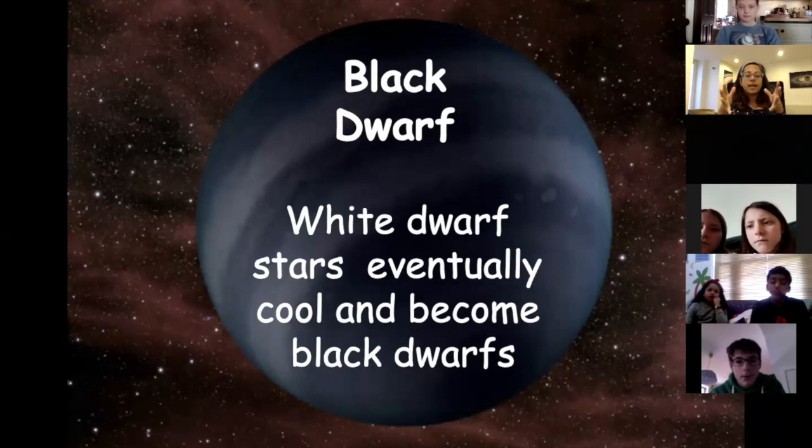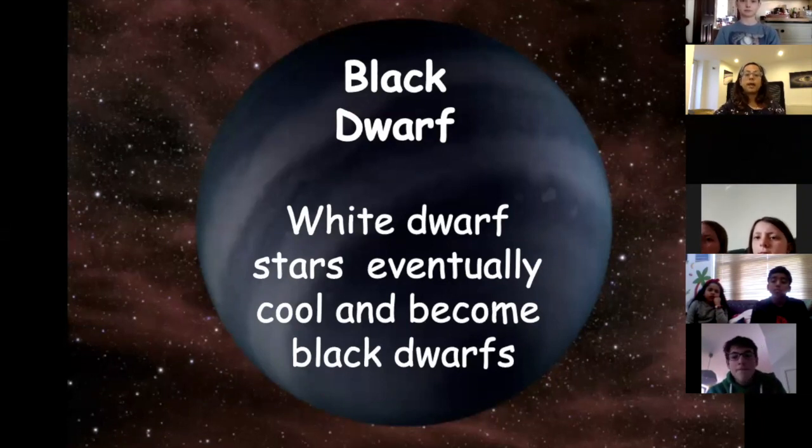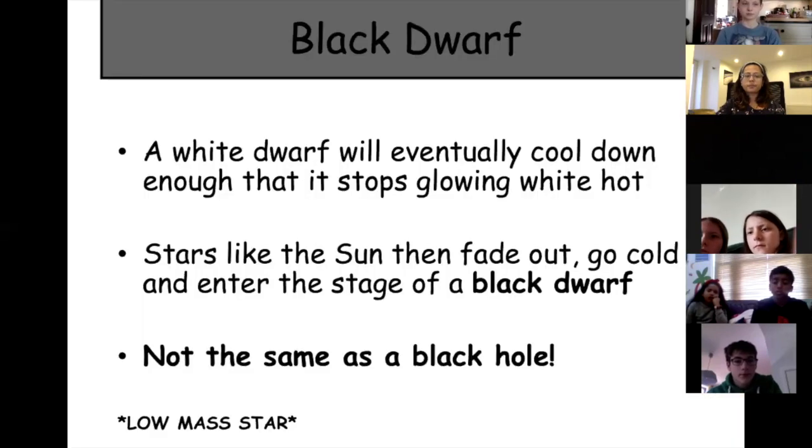White dwarfs will stay as white dwarfs for so many years that the universe isn't old enough yet for us to have gotten to a black dwarf stage, but this is what we think will happen to a white dwarf once it cools down eventually and becomes a black dwarf. But like I said, we don't actually know if that's going to happen. So stars like the sun will turn into a white dwarf and then eventually go cold and enter the stage that we call a black dwarf, but we haven't found one yet, and they're not the same as a black hole. We'll find out more about black holes very shortly.